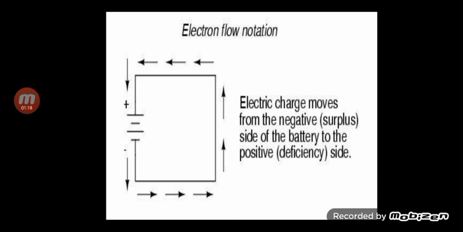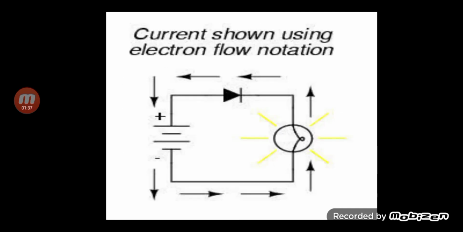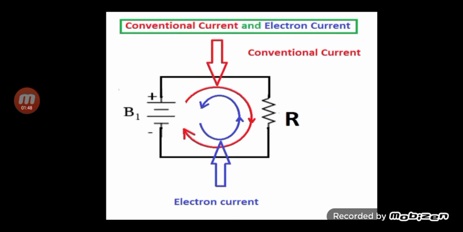So electrons move from the negative terminal of the battery to the positive terminal of the battery. Those electric charges are basically the negative charges. These are the electrons that move from the negative side of the battery to the positive side. Here you can see current shown using electron flow notation. They start from the negative terminal of the battery and move towards the positive side.